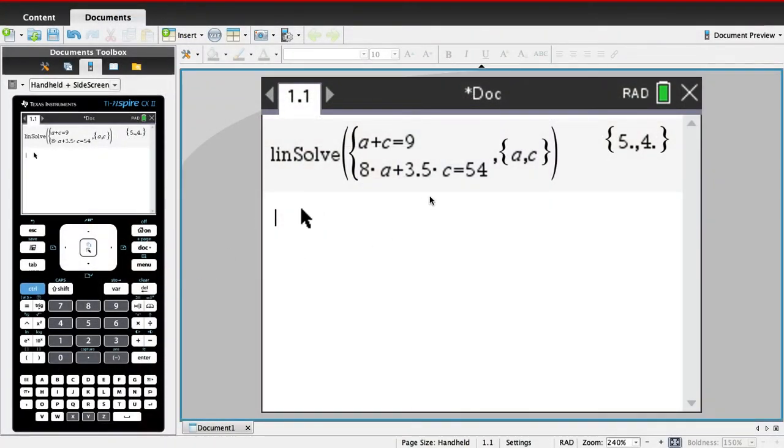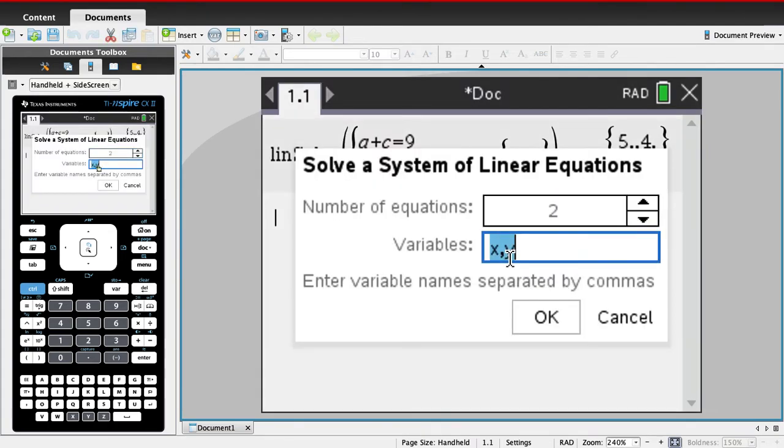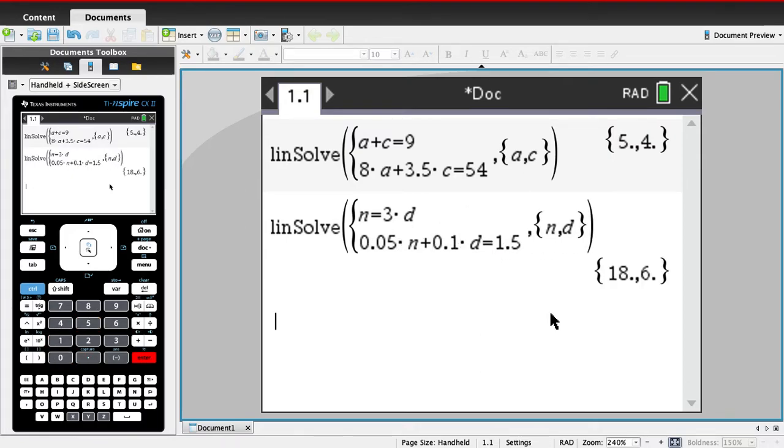So I'll do another LinSolve here. And this time I'll do nickels and dimes. And of course you don't have to change these. You can leave them as x and y if that's easier for you. I'm just showing you a little bit more in the calculator so that way you can make sure that you have a complete grasp of all the features. And I will have a total of 18 nickels and 6 dimes.